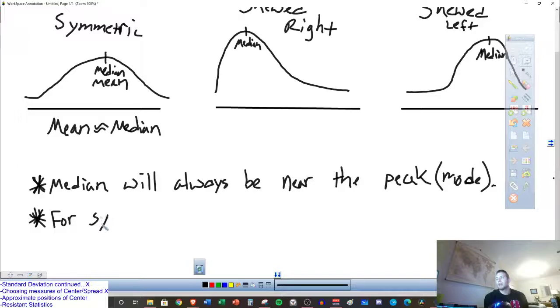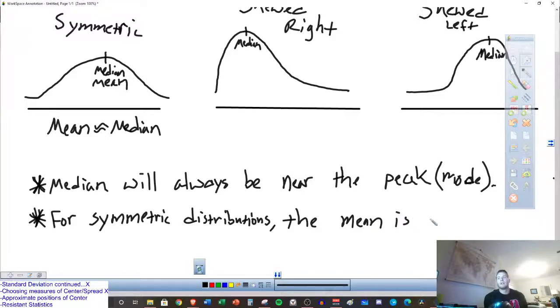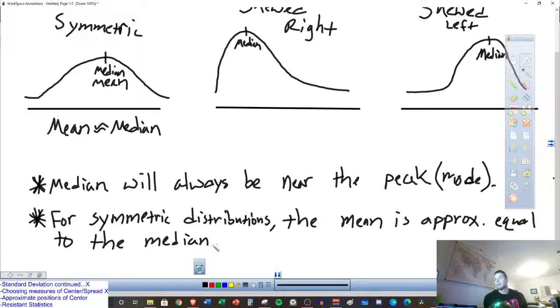For symmetric data or distributions, the mean is approximately equal to the median. That's pretty much always, it's always going to be true.